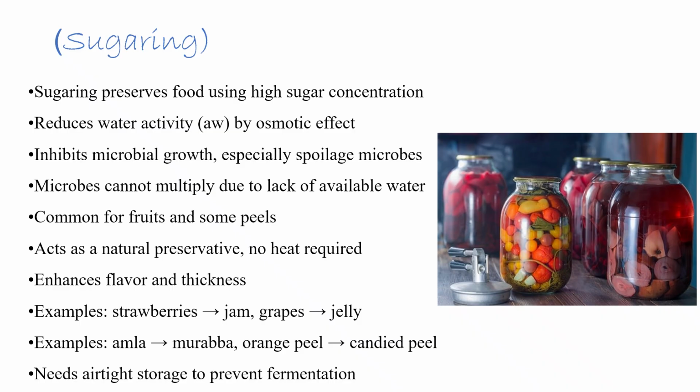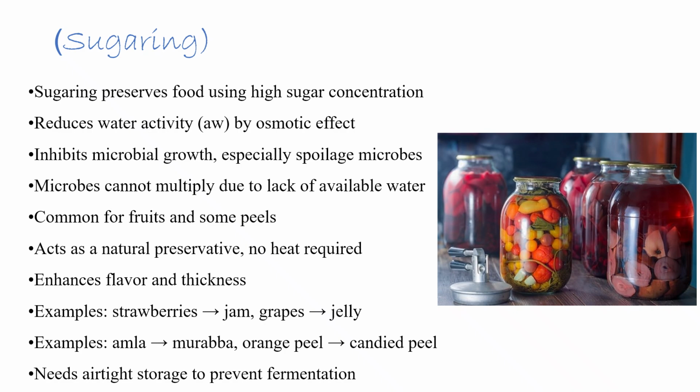So sugaring is preservation using a high sugar concentration, and it reduces the water activity by osmotic effect, inhibiting microbial growth, especially of spoilage-causing microorganisms. Microbes cannot multiply due to the lack of available water, because when we add the sugar, the plasma membrane gets lysed and the cytoplasm oozes out. So the total water activity collapses, and finally the bacteria reach the death phase.